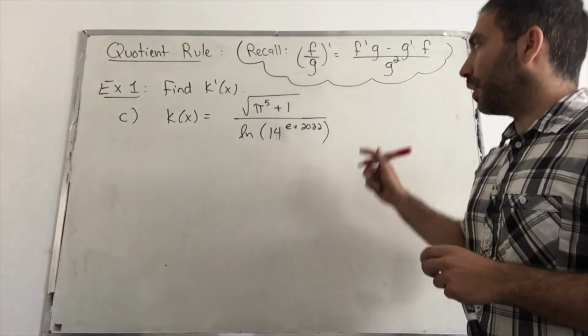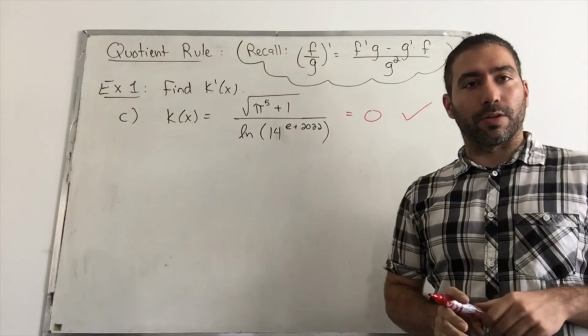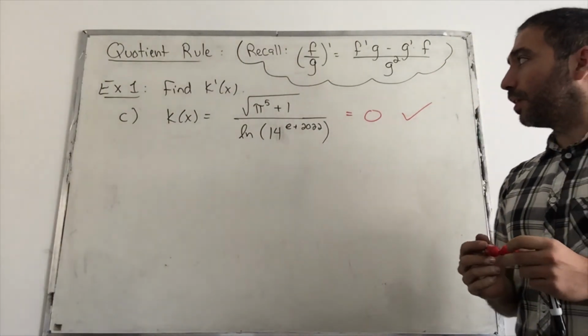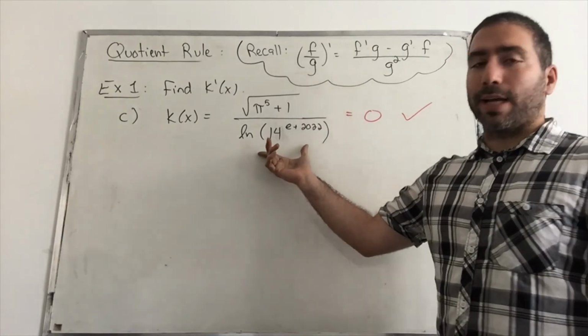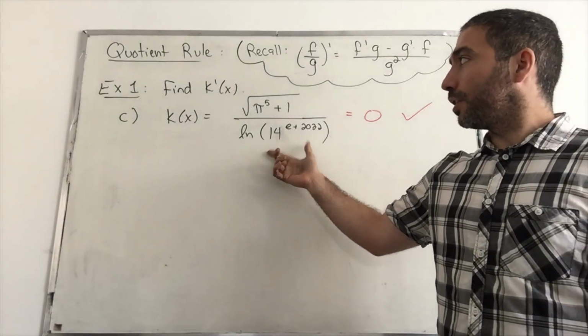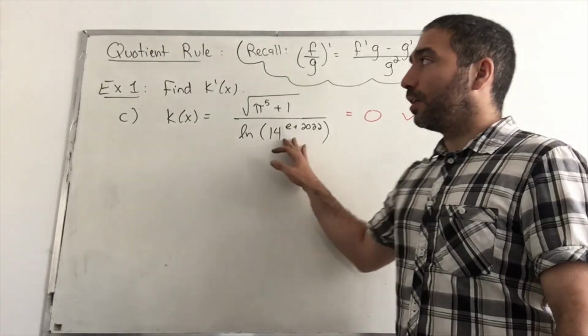So if you got the answer is equal to 0, good job, that's the correct answer. Okay. This is a trick, don't fall for these tricks. Notice that there's no x's involved in the function, this is just some number, it's a constant, and we all know that the derivative of a constant is 0.